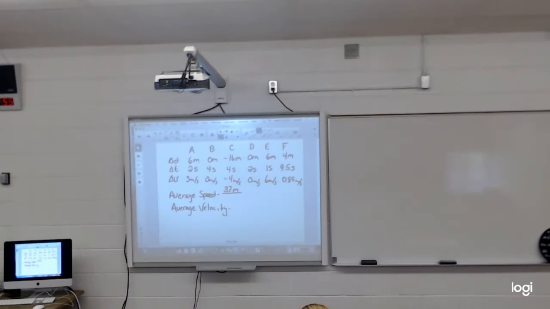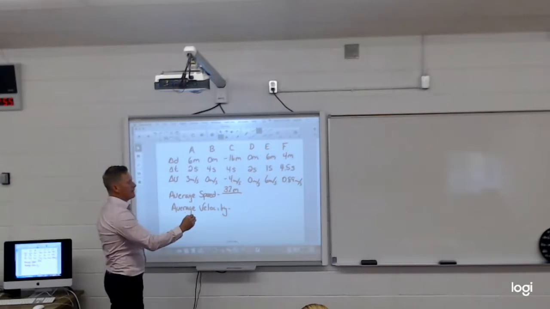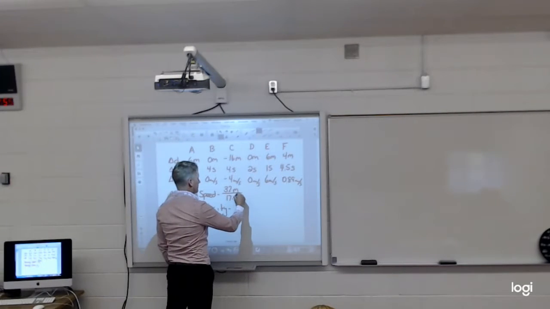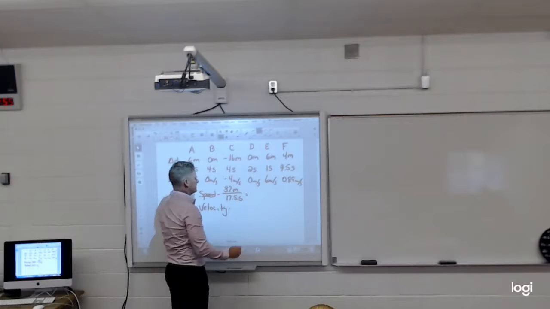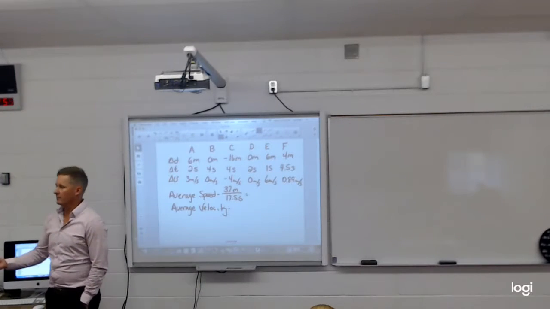It's like I walk 12 meters, right? Now I walk 10 meters this way, and then 10 meters back. So that's 12 this way, 10 this way, and 10 this way. Okay, so what was the total time that this trip took? 17.5 seconds. 17 and a half seconds is what we have, right?